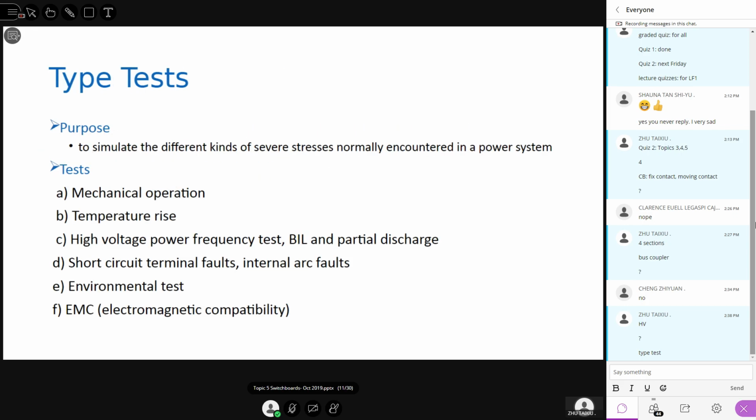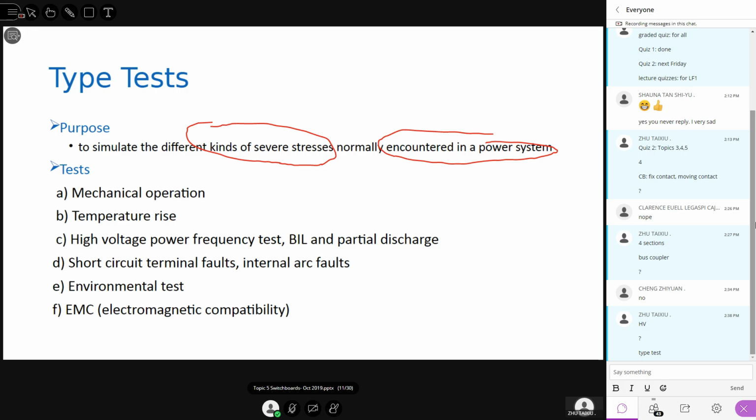Now we take a look at the details of each test. Okay, type test. Why do we do the type test? Basically, to simulate different kinds of severe stress normally encountered in the real power system. Severe stresses mean rare events, but the switchboard may experience them.